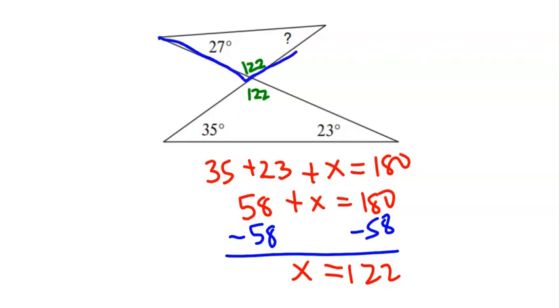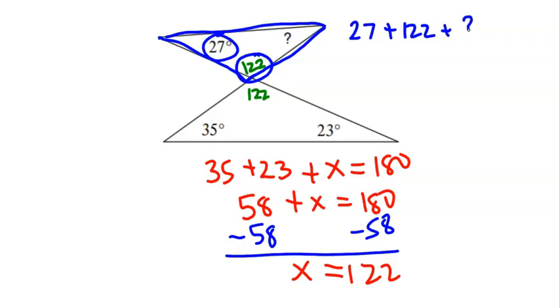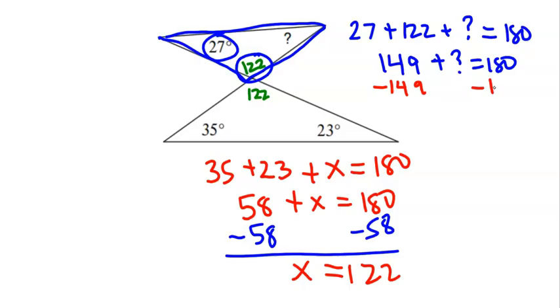Now, I have a new triangle with 2 known measures. So now I can find the question mark, because 27 plus 122 plus the question mark adds up to a 180-degree triangle. So now I can add these together. 149 plus the question mark is equal to 180. Subtract 149 from both sides, and I find my missing angle measure. The question mark is equal to 31 degrees.